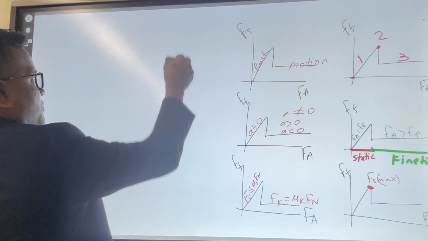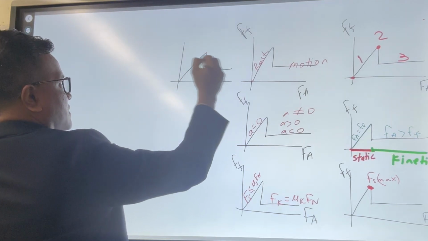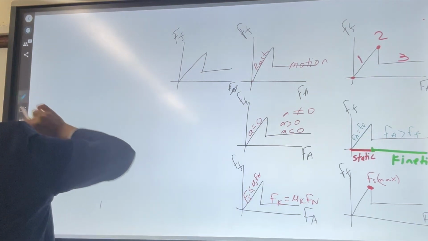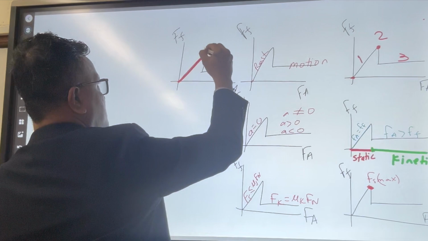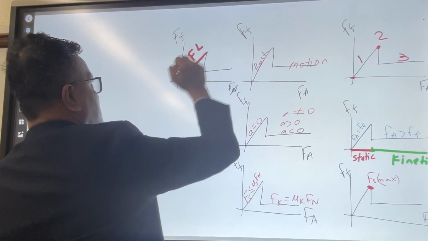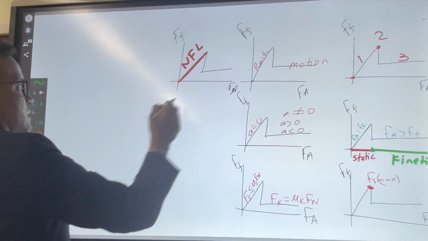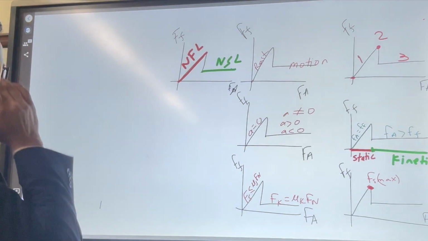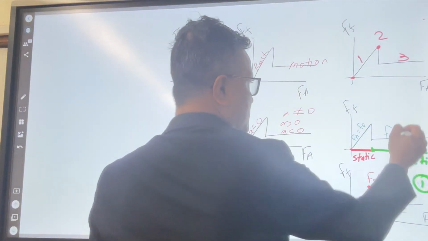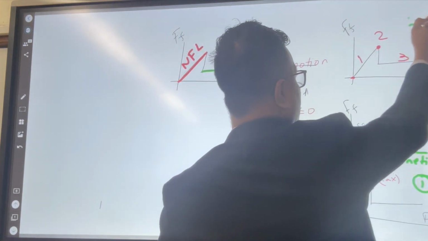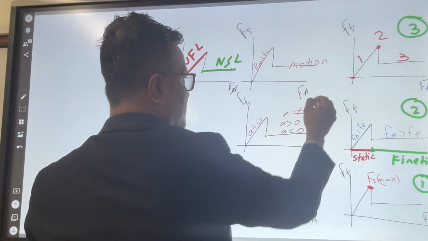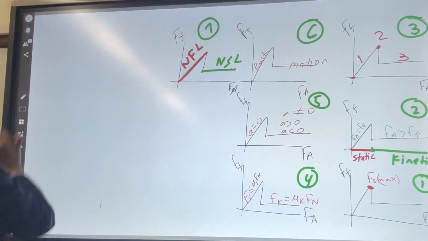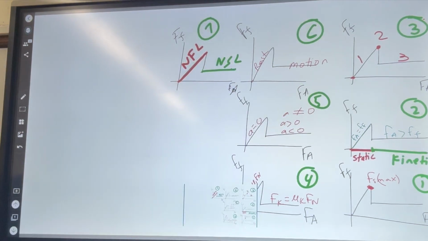Graph, let's do one more graph. Ff, Fn, Fa, Newton's first law, Newton's second law. Okay, so this is your graph 1, this is your graph 2, this is your graph 3, this is your graph 4, 5, 6, and 7. Let me give you a quiz to help you understand.